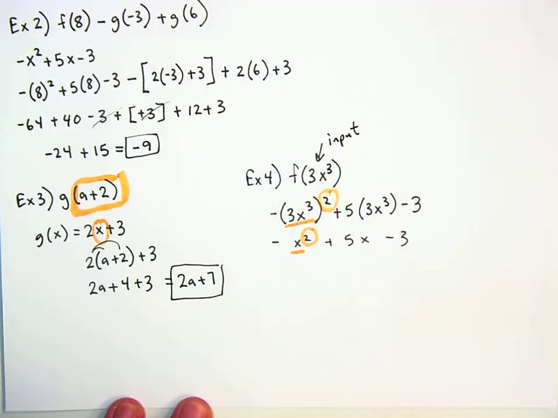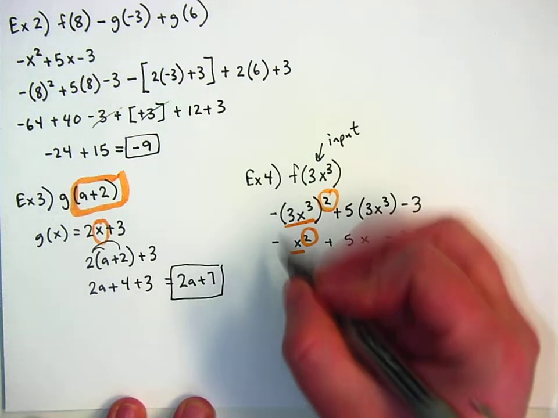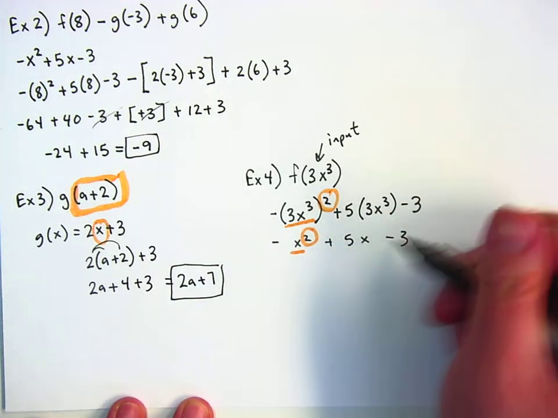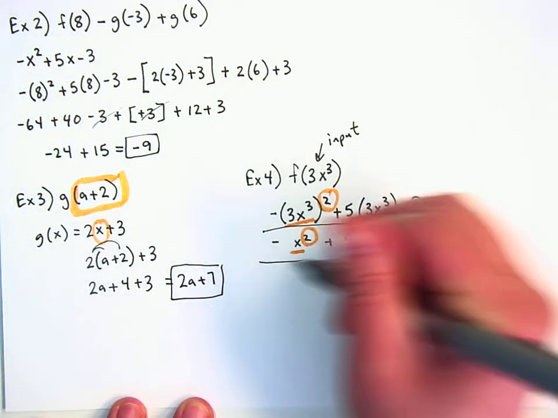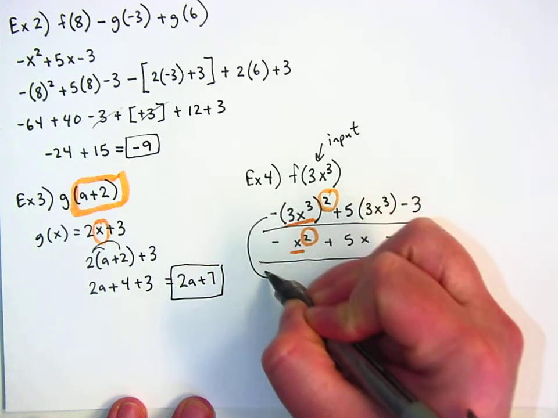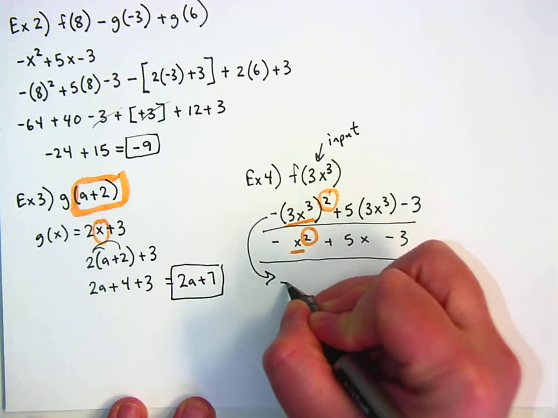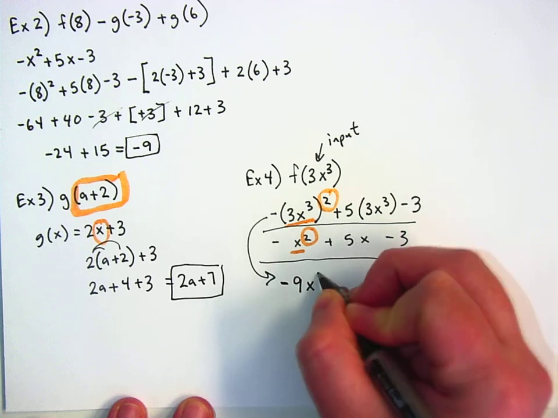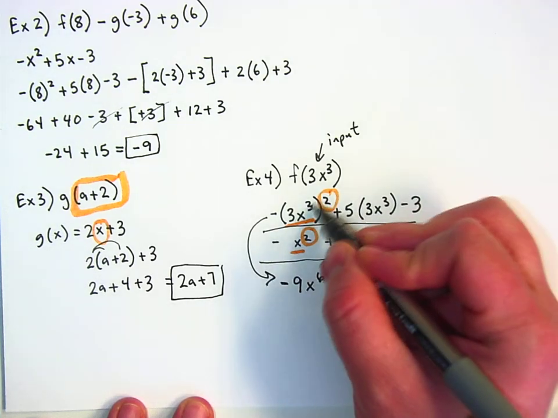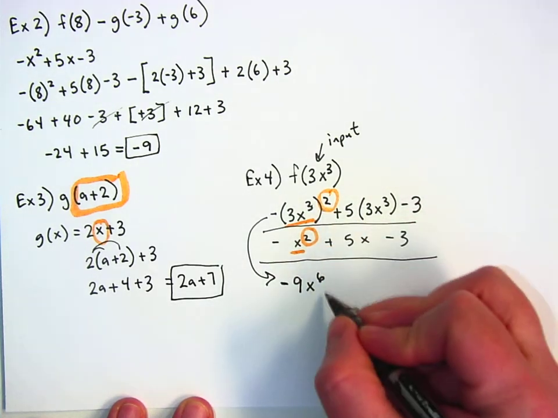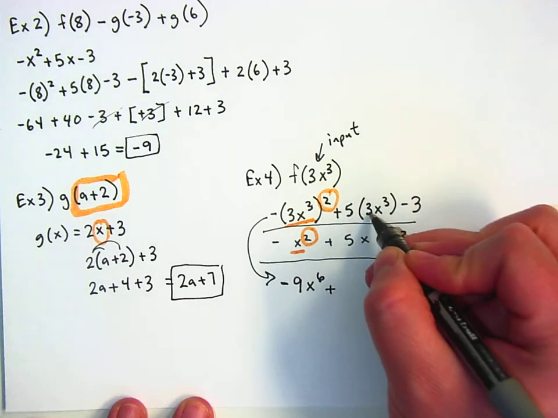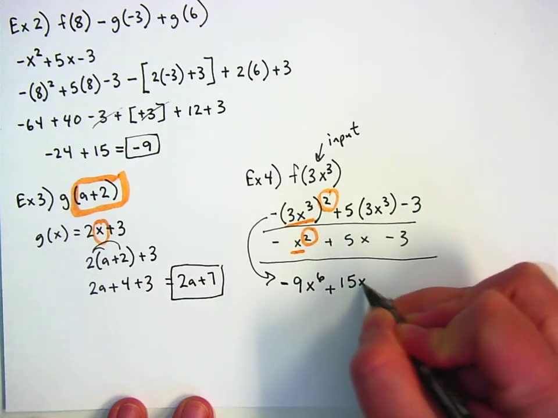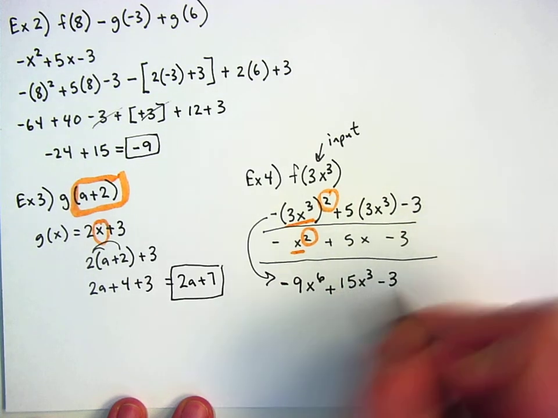Remember, the goal of today's lesson is trying to get you to understand the format of what we're doing. So going back, this was just set aside there. All right, so going back to this part, this is negative. I'm going to square everything on the inside. That makes 9, x to the 6th. Remember, you multiply exponents if they're outside here. Plus, this is just coefficients here, 15, x to the 3rd minus 3.